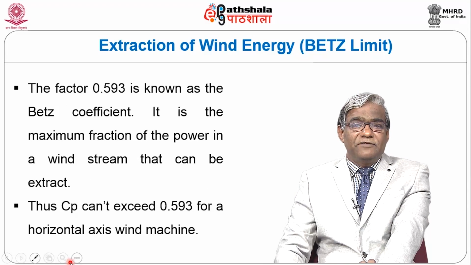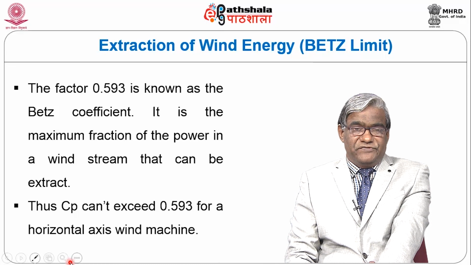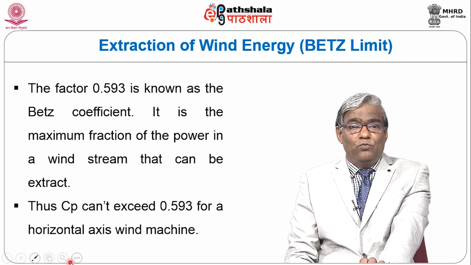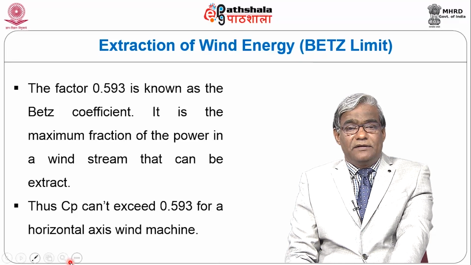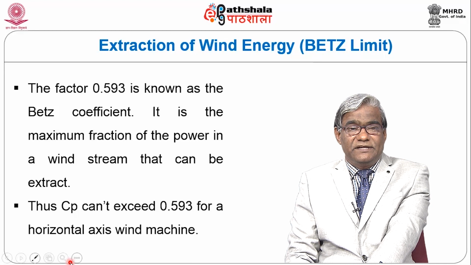The factor 0.593 is known as the Betz coefficient. It is the maximum fraction of the power in a wind stream that can be extracted. Thus, Cp cannot exceed 0.593 for a horizontal axis wind turbine. So, that is the limitation, the maximum beyond which no one can expect further extraction of wind energy.